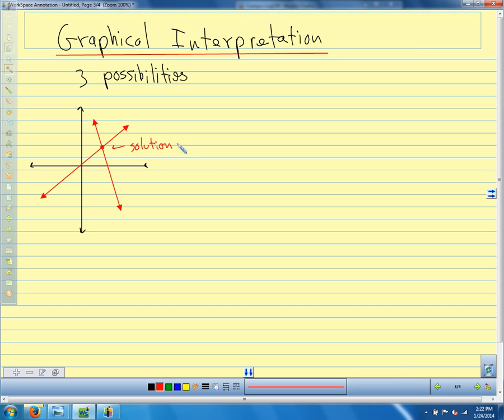This is what we're looking for when we're using graphing to solve. So we could have exactly one solution. Our lines intersect in a point. In, at, on, I don't know which word to use. Lines intersect in a point.